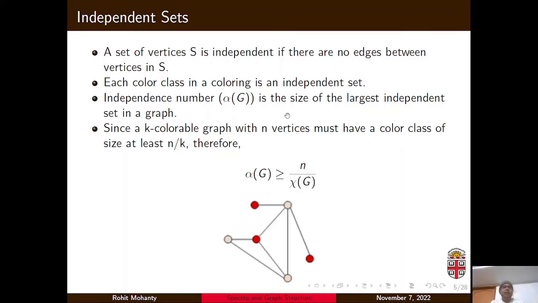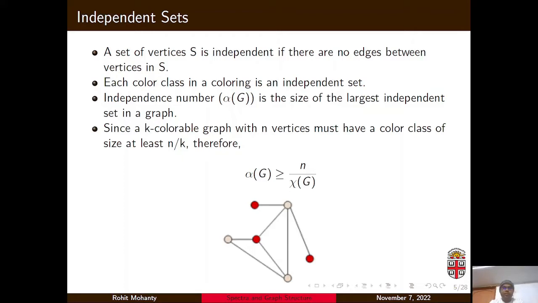Now each color class in a coloring problem is an independent set. This is quite evident because when we assign a color class to a vertex, we make sure that it does not have any edge with any of the other vertices that have been assigned to the same color class. Therefore all the vertices in a color class will form an independent set. Now the independence number alpha(G) is the size of the largest independent set in a graph.